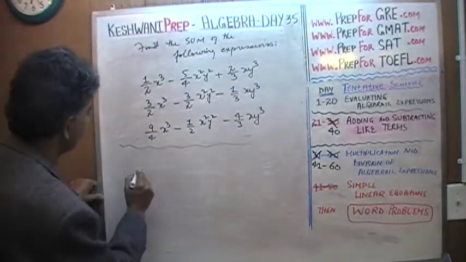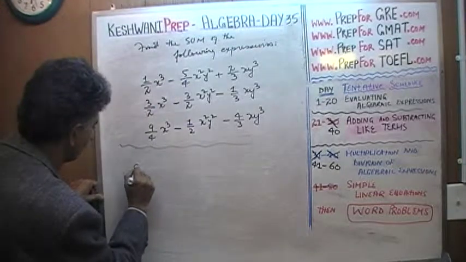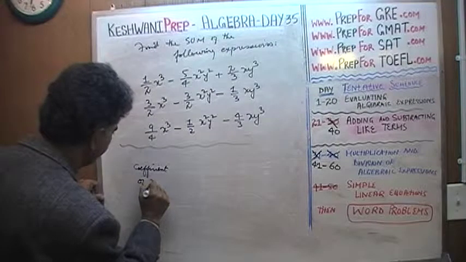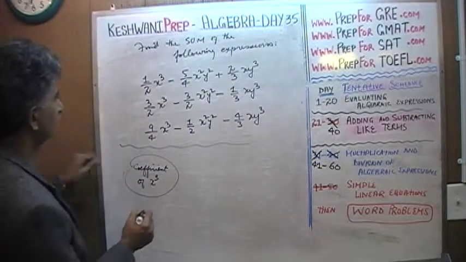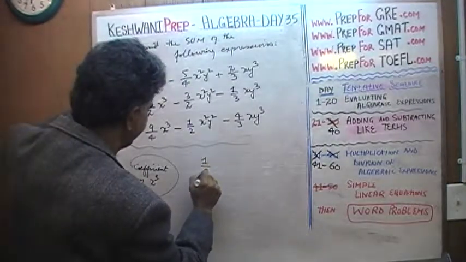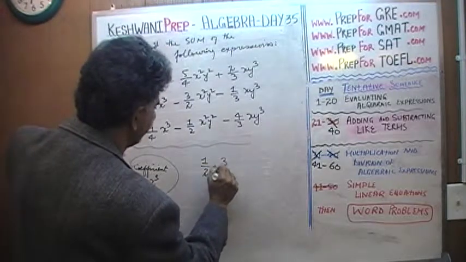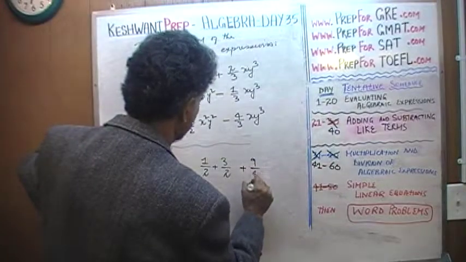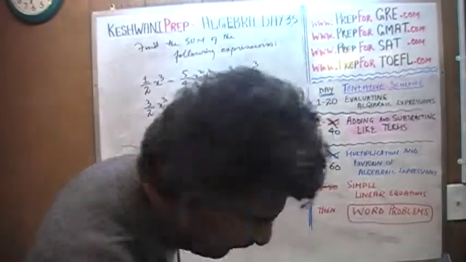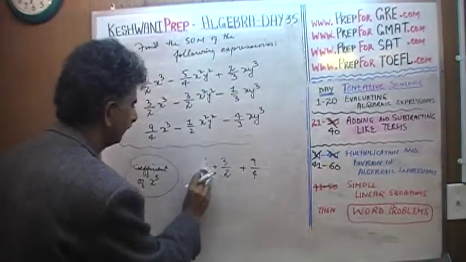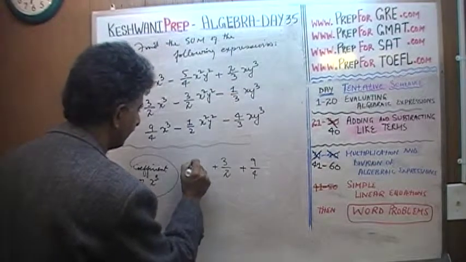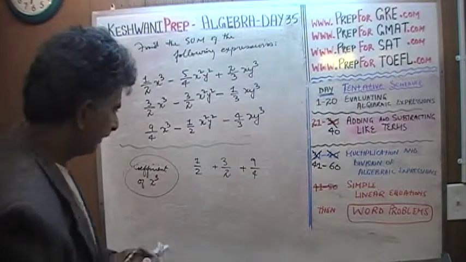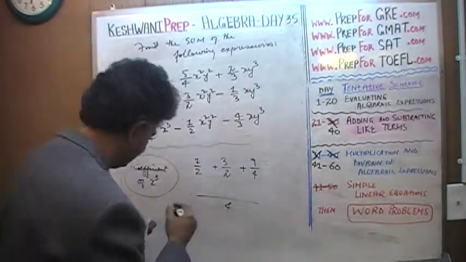Let's first find the coefficient of x cubed. That's what we're going to do first. We have 1/2 plus 3/2 plus 9/4. Well, let's find the common denominator. The common denominator is going to be 4.